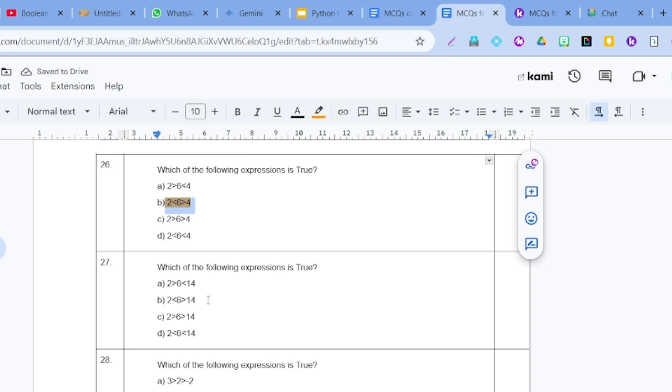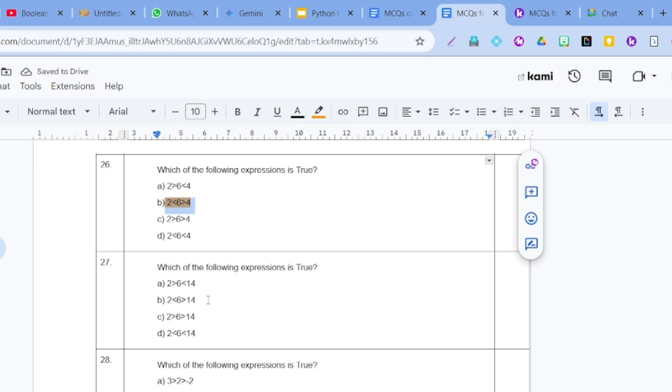Now the next question, which of the following expressions is true? 2 greater than 6, false. So it cannot be true. 2 less than 6, it is true, but 6 greater than 14 is not true, and that is why this option is not correct. 2 greater than 6, false. 6 greater than 14 is also false.